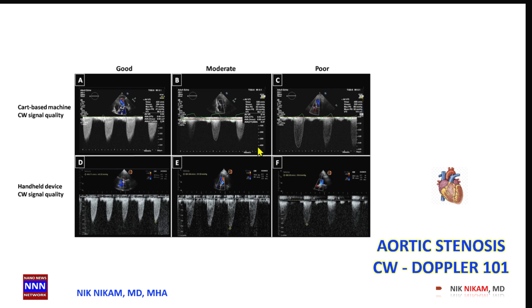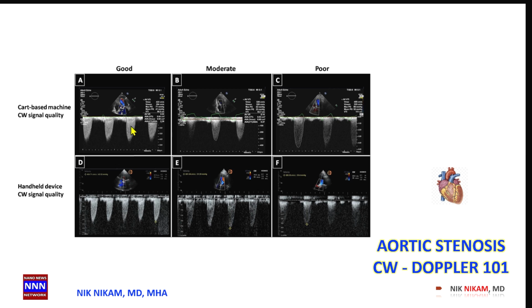Here are different kinds of studies showing a regular machine-based continuous wave signal, and we have to adjust this continuous wave intensity so that we get maximum possible intensity without getting any distortion. If the intensity is set too low, the same velocity may look very faint and may be interpreted as not significant. Sometimes you may not be able to see the tips of these waveforms.